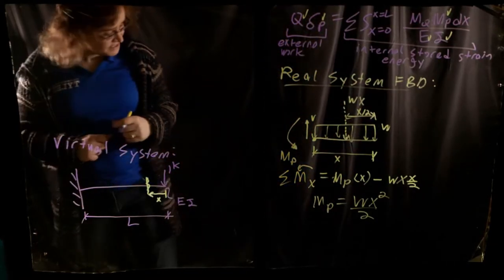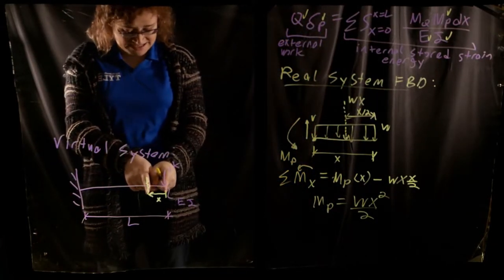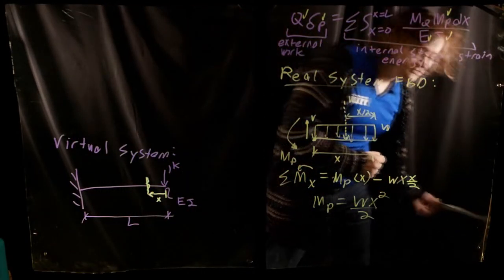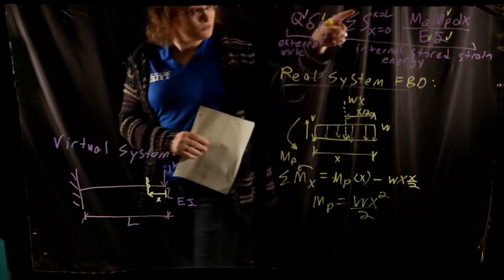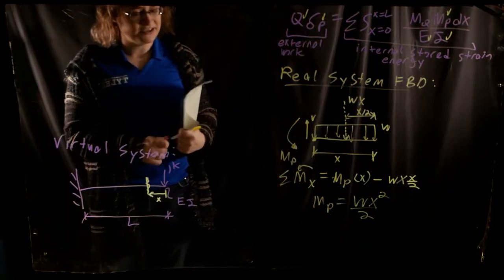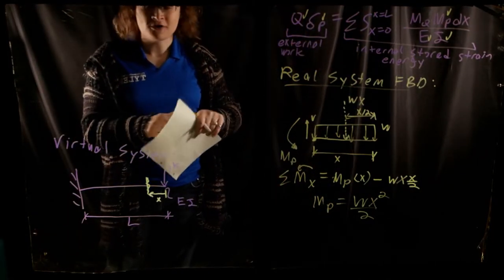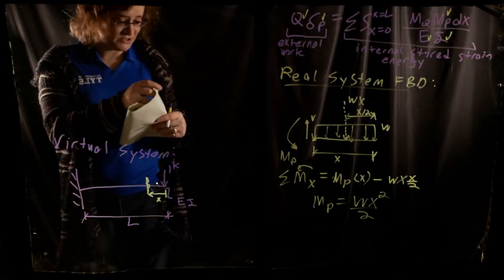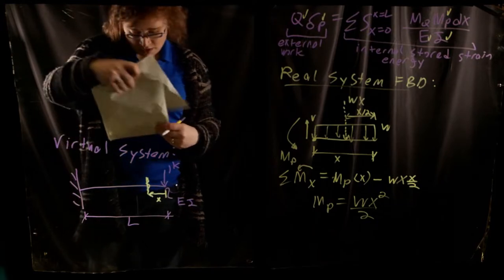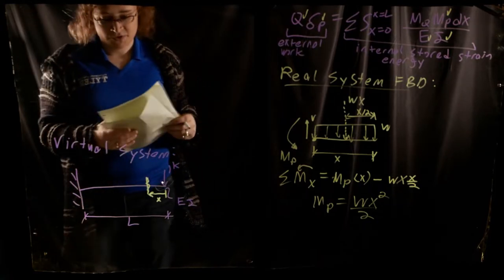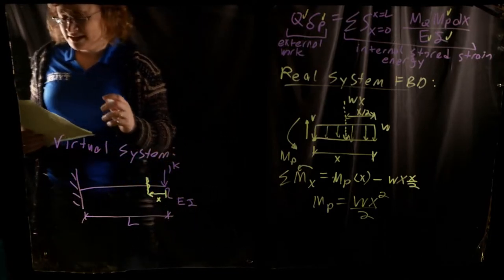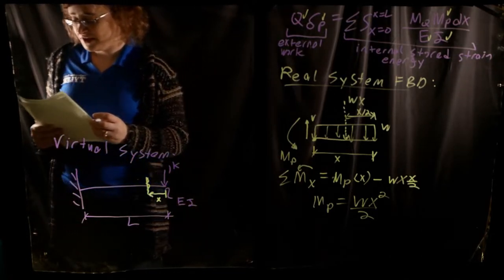Okay, so next I want to isolate this cut section here and do the same kind of moment balance to find the moment as a function of x for MQ, basically the moment as a function of x for our virtual system. So let's go ahead and cut that section out. Again, we're going to cut out this section here at x and see what kind of internal forces are revealed.